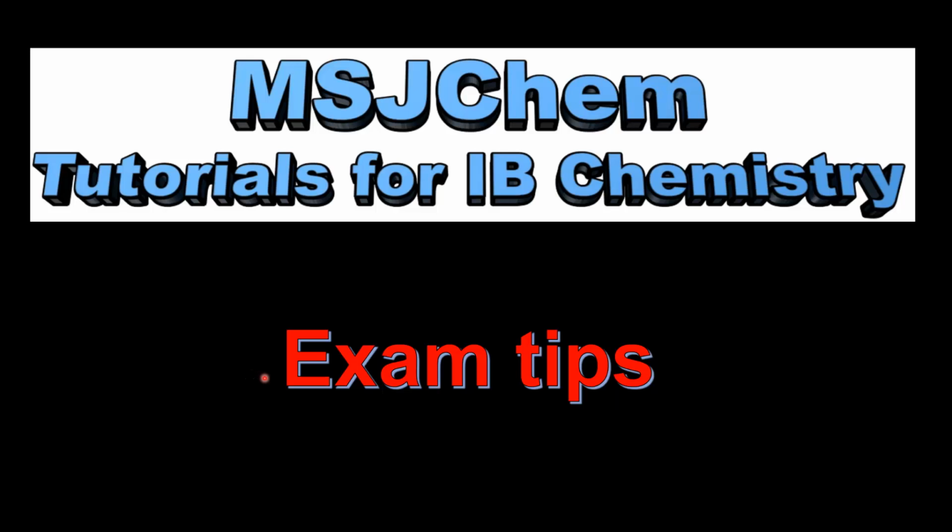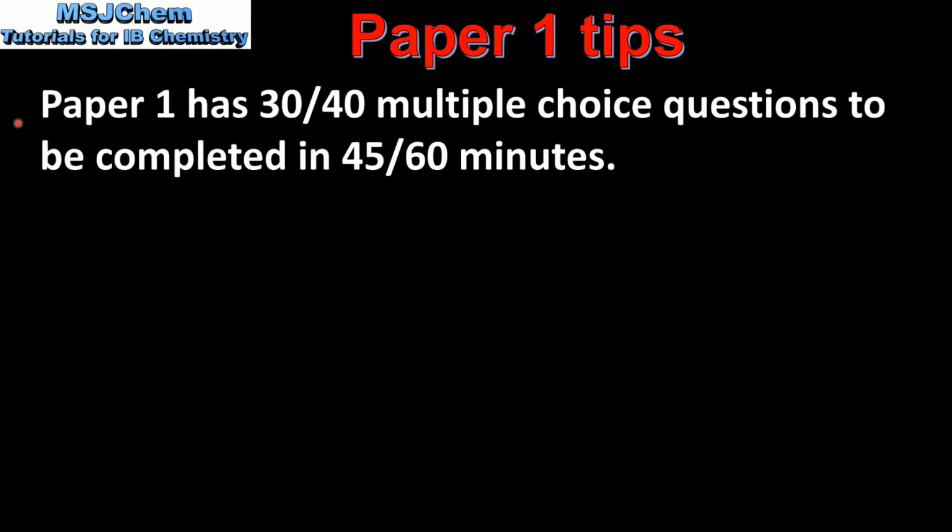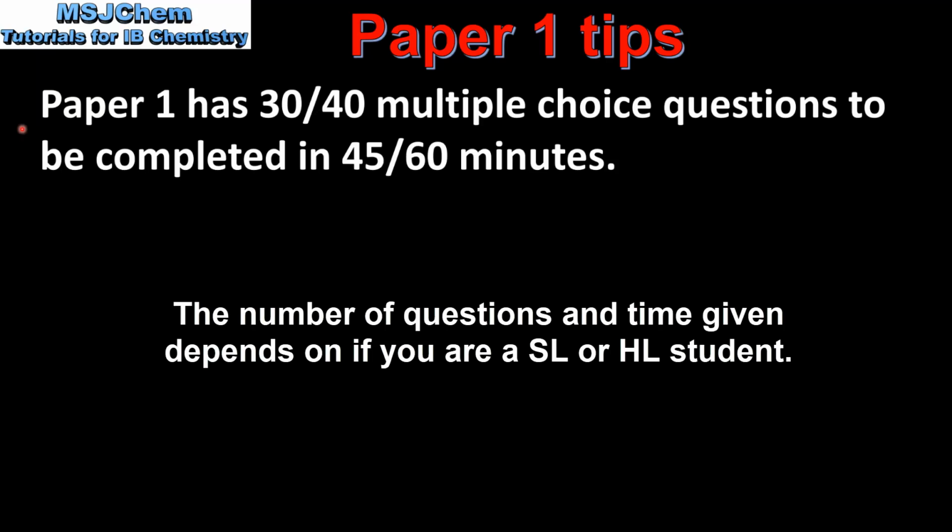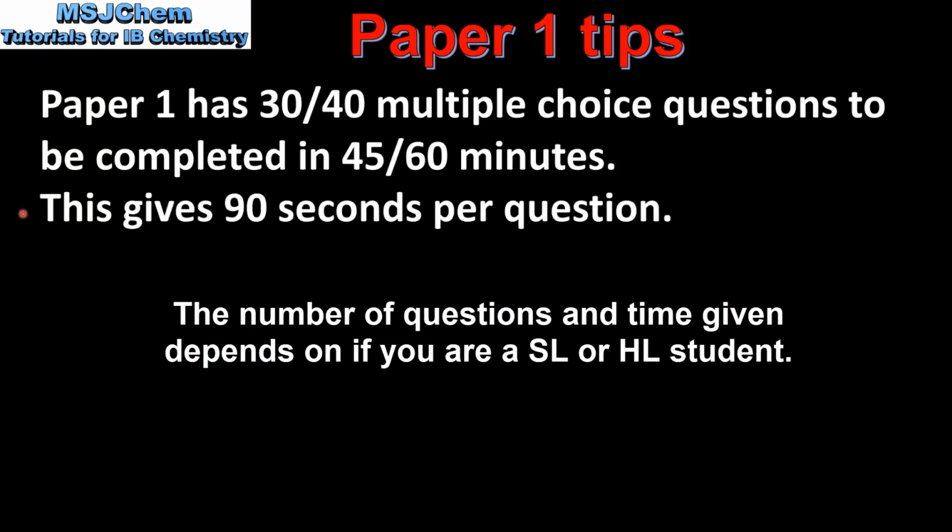This is MSJ Chem. In this video, I'll be looking at some exam tips for the IB Chemistry exam. So let's start with Paper 1. Paper 1 has 30 or 40 multiple choice questions to be completed in 45 or 60 minutes. This gives 90 seconds per question.